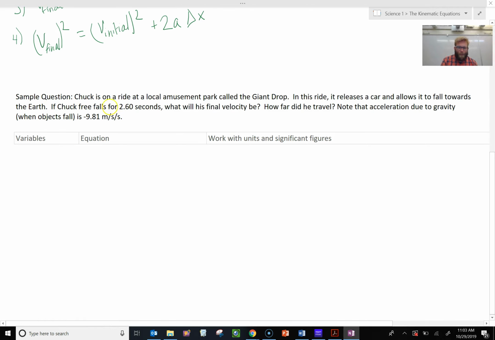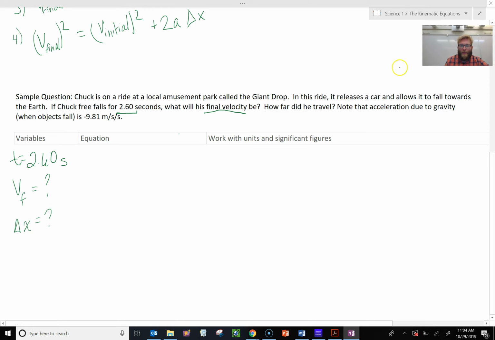So here we've got our ride. We know that the ride is falling towards the earth, so we know the direction, at least, in which we're falling. It tells us that if Chuck falls for 2.60 seconds, what will his final velocity be? So what this is telling us is that we know time. We know the time in which the object is falling, and that time is 2.60 seconds. Okay, it's asking us to find the final velocity, so we don't know what that is. It's also asking us to find our change in distance.